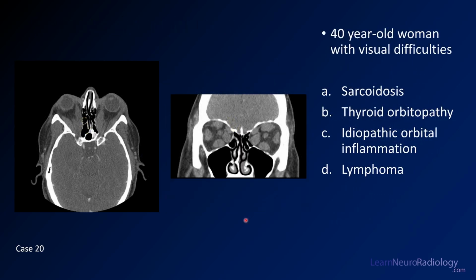And finally, case 20 is a 40-year-old woman with visual difficulties. Here we have some images from CT. This happens to be a post-contrast CT, but it doesn't really matter. Your choices are sarcoidosis, thyroid orbitopathy, idiopathic orbital inflammation, and lymphoma. This is a case of thyroid orbitopathy.